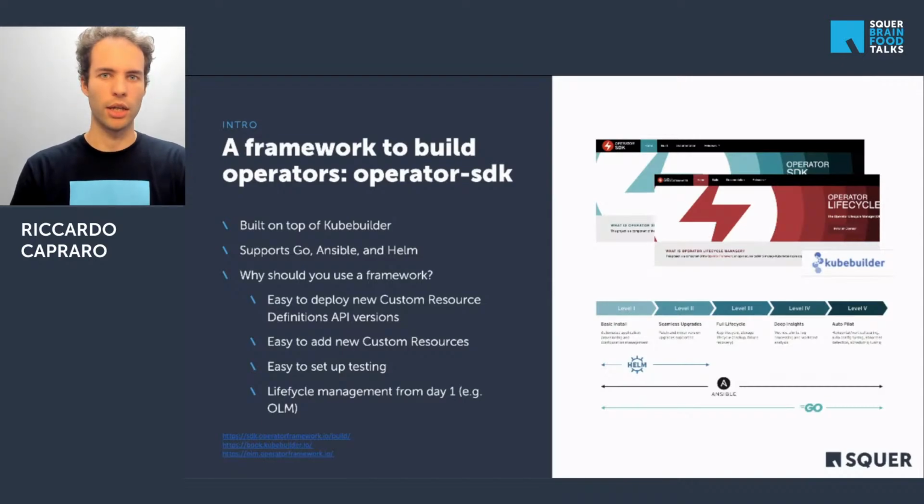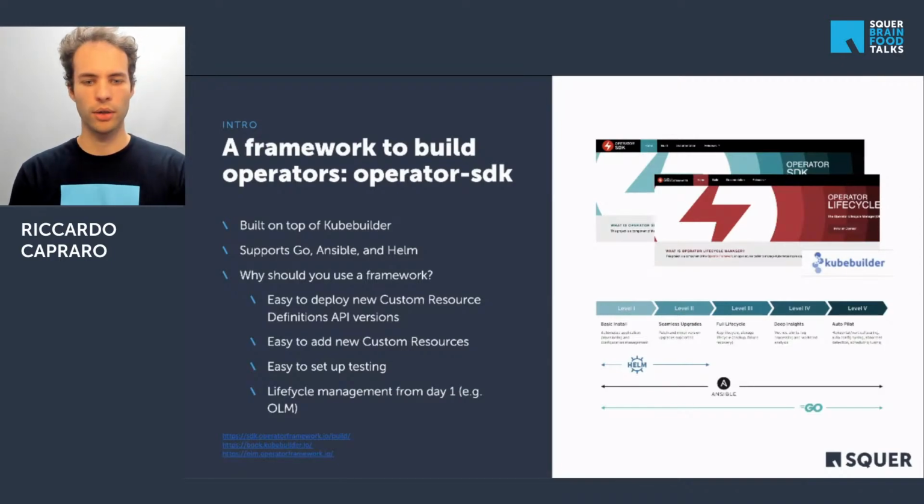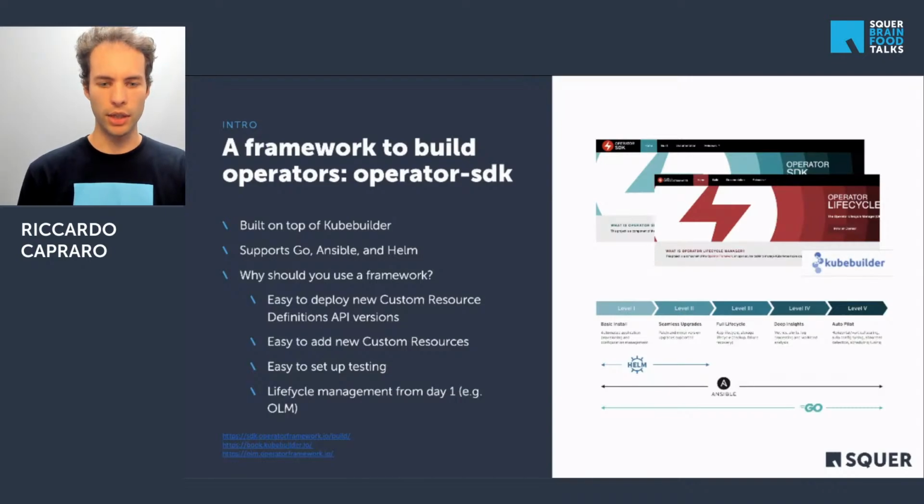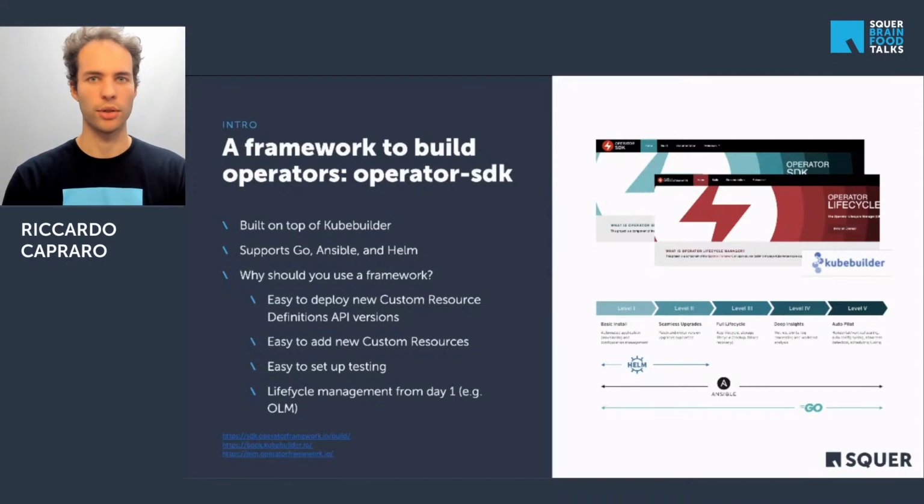Most of the time, when you really want to write an operator, you write it in Go. Why do you want to use a framework? It is obviously easy to deploy new custom resource definitions because KubeBuilder in the background builds all the boilerplate for you. It is easy to add new custom resources and also extend your APIs. It is already set up for testing, or at least a tiny bit, and you already have a structure that you can use, so you can basically speed up your process very fast. And then you also have other tools like the Operator Lifecycle Manager.